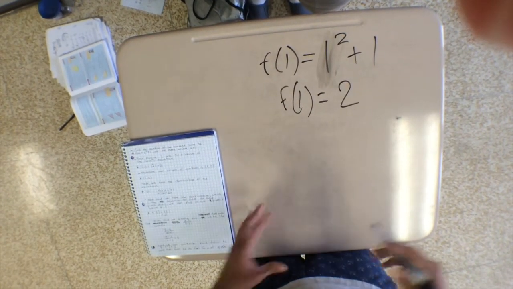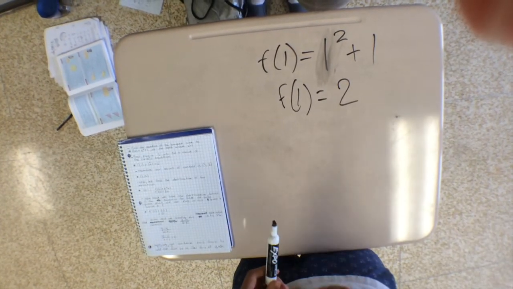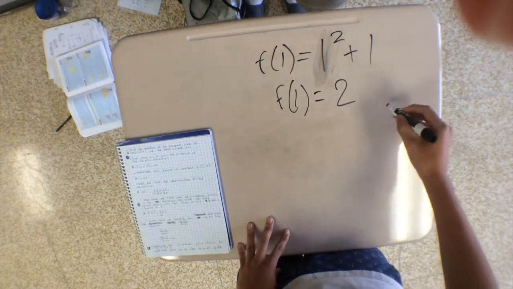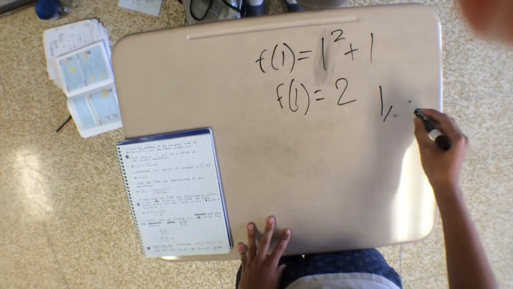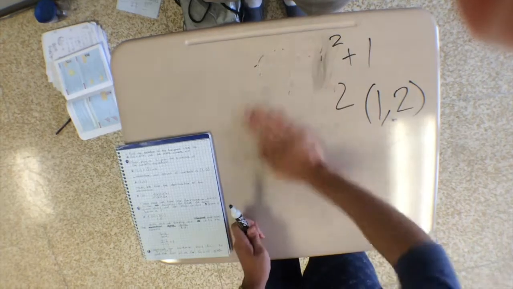Alright, so that means that our point of contact, which is the point where that tangent line touches, is going to be x value 1, y value 2. Alright, more erasing.